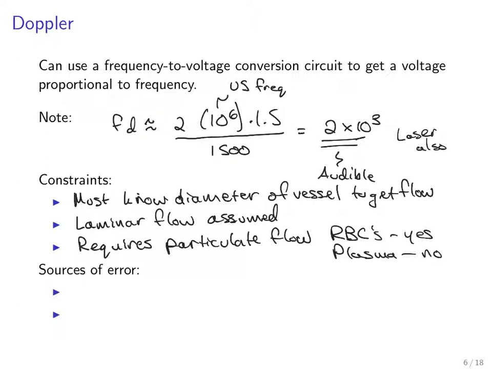There are some sources of error here inherent, as I said, since you have to know the cross-sectional area of the vessel to get the flow. If A changes, if that cross-sectional area changes, then you have errors in your measurement, and the speed of sound can also be erroneous.